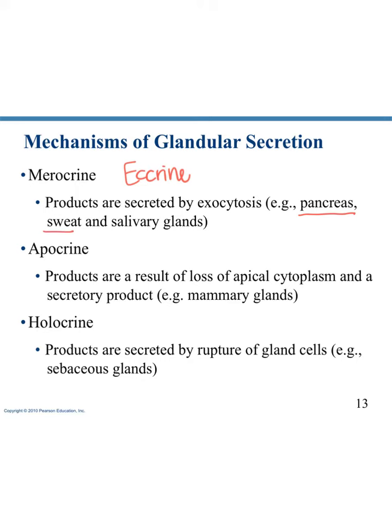Apocrine release their contents from the apical cytoplasm. So basically, mammary glands giving milk, secreting milk in the breast are an example of this type. Holocrine secrete by rupturing the entire gland. So basically the cell is going to fill with the secretion. Sebaceous or oil glands work in this way.